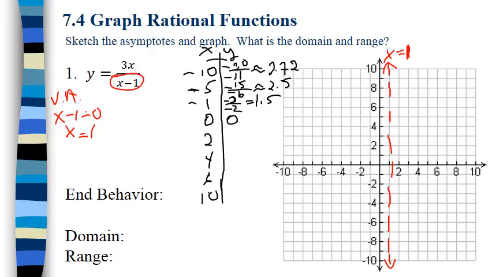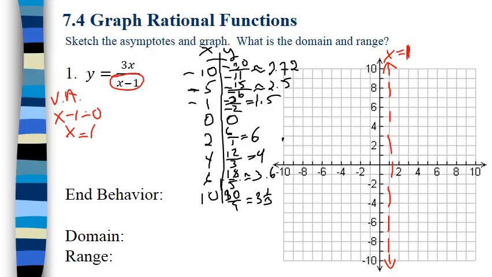If I put in 2, I get 6 over 1, which is 6. If I put in 4, I get 12 over 3, which is 4. If I put in 6, I get 18 over 5, which is approximately what? 3.6. And then if I put in 10, I get 30 over 9, which is 3 1/3.